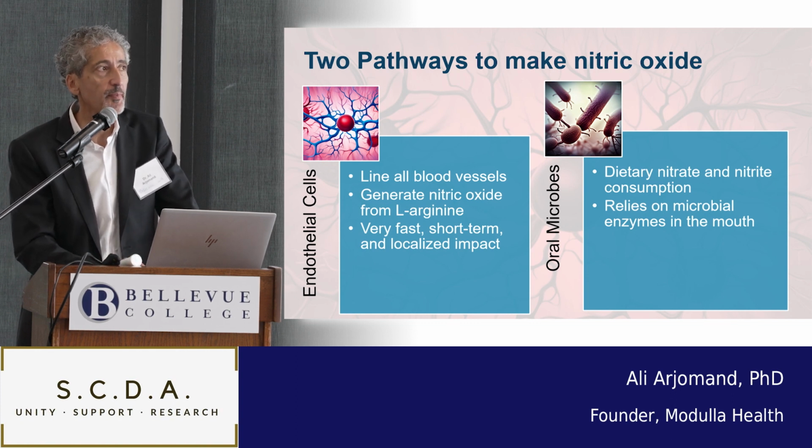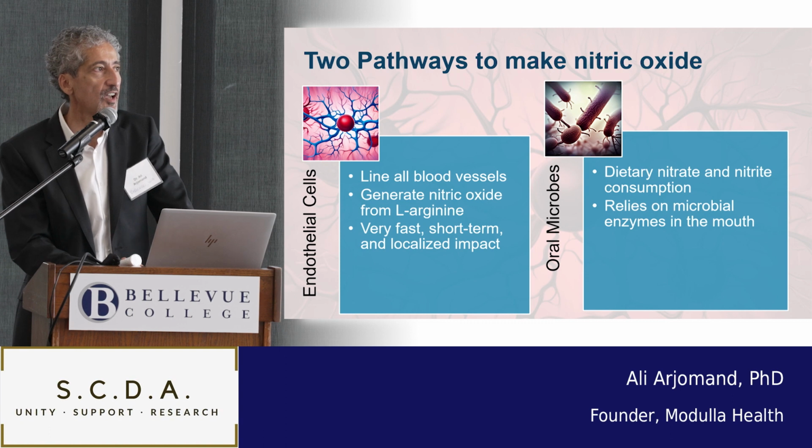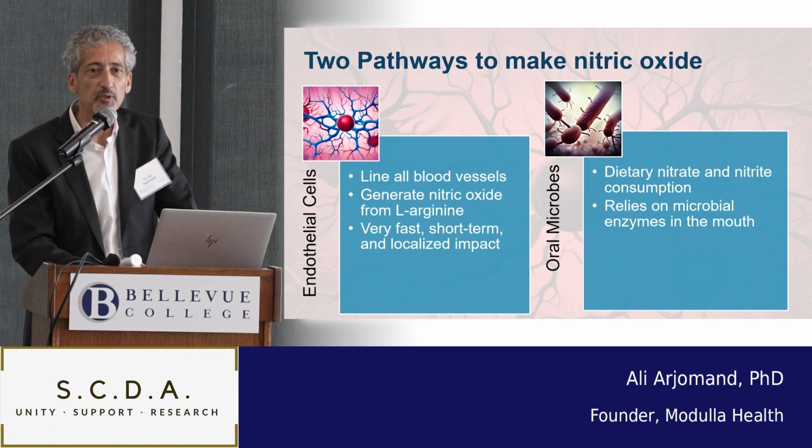So there are two separate pathways. They sort of parallel each other and back each other up. As we age, the pathway on the left, the endothelial pathway, starts diminishing in its capacity. With every decade of life, the left pathway becomes less efficient, and our ability to make nitric oxide becomes poorer and poorer, just part of aging. So we tend to rely more on our oral microbes to do the job.